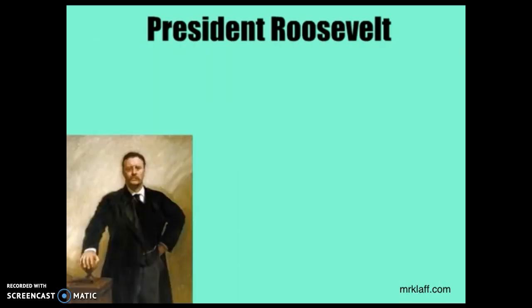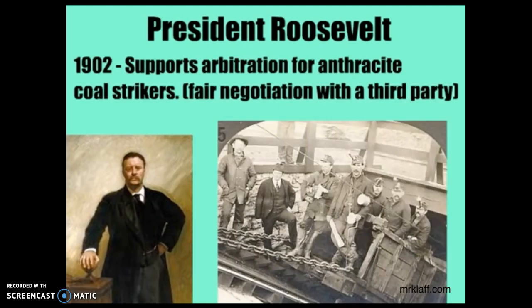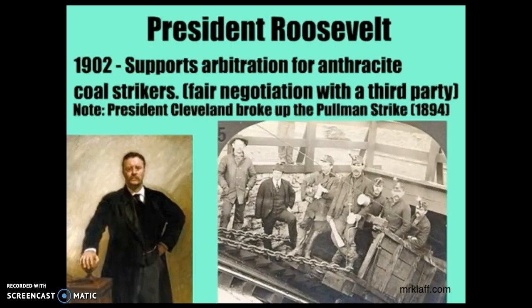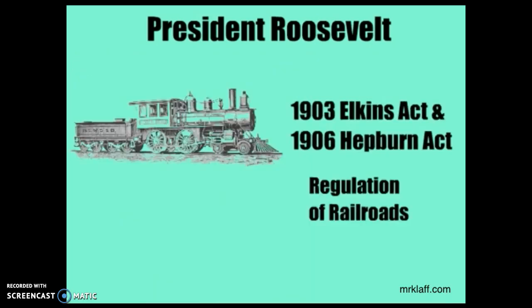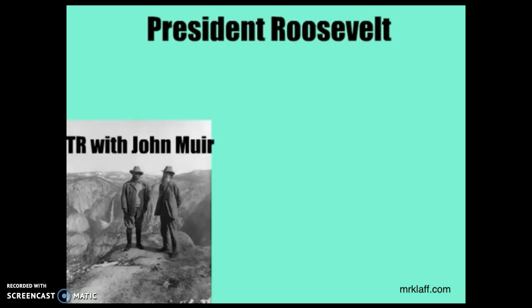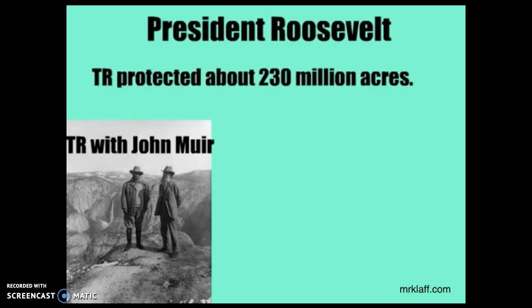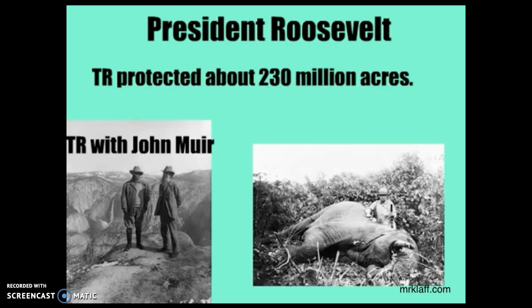Roosevelt looked to give a square deal to the middle-class consumers, and shockingly, supported arbitration for coal miner strikers in 1902. Traditionally, presidents did not back workers. Here, TR did. He also supported the Elkins Act and Hepburn Act, which strengthened the Interstate Commerce Commission's ability to regulate unfair railroad practices. Roosevelt also supported conservation, or protecting nature, though he did personally kill a lot of animals.